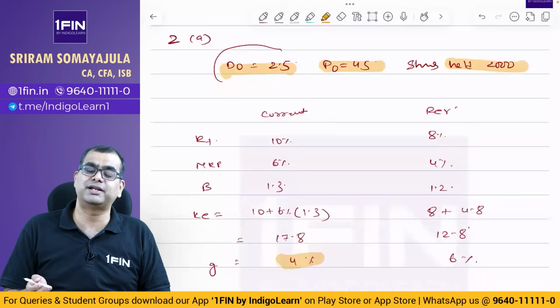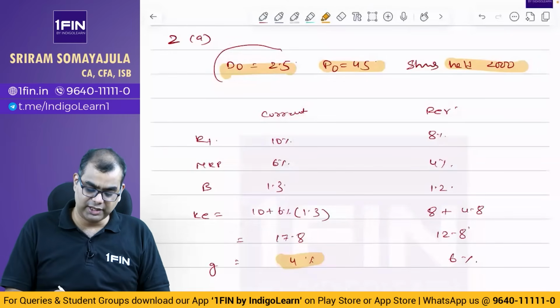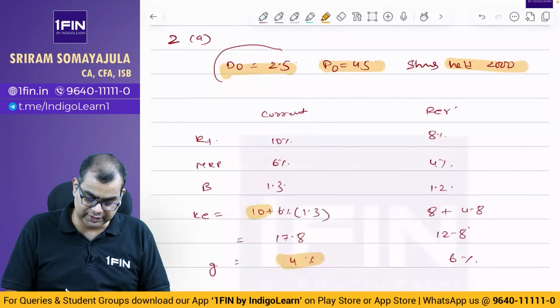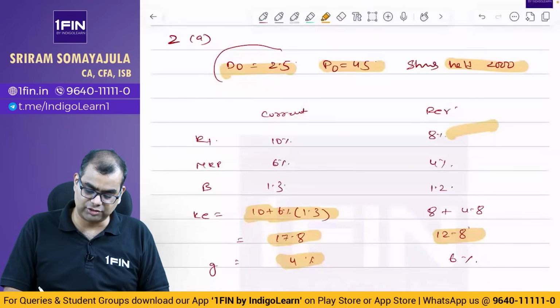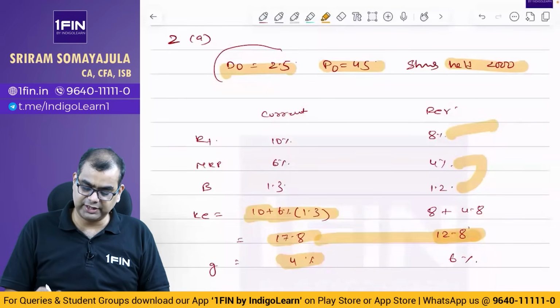What is K minus G? K you have to find out. K is your market return, that is, risk-free rate plus risk premium into beta. So you get 17.8 here, and in the revised scenario, you'll get 12.8. Basically, you're 8 plus 4 into 1.2. Right? You get 17.8 and 12.8.